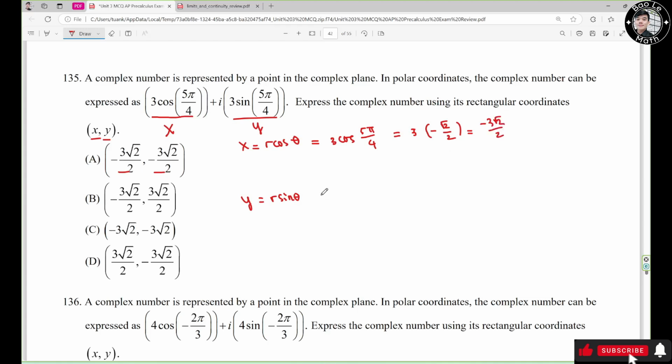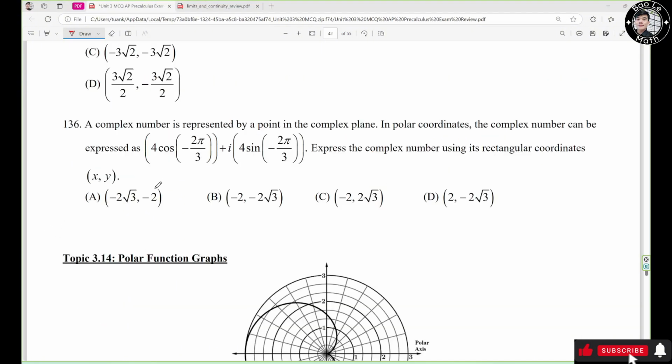Now y equals r sine theta, which means 3 sine 5 pi over 4. So it could be 3 times negative root 2 over 2, right? So it could be negative 3 root 2 over 2. So the answer must be A. Now let's move on to question 136. It's going to be the same thing, right? So I have x equals r cosine theta, right?